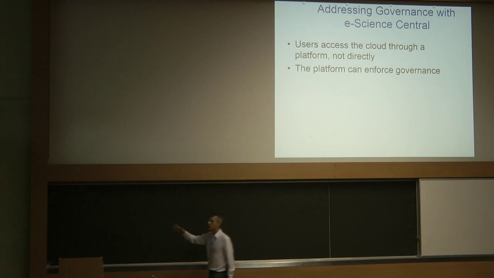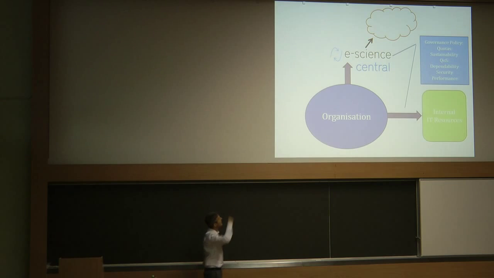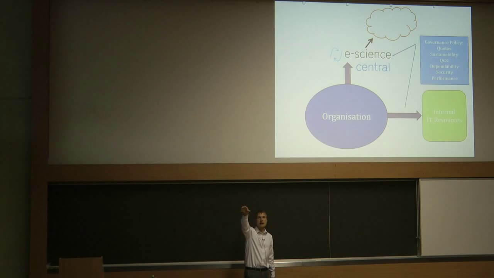So if you have a platform, and again, I'm talking about eSign Central, but I'm using that as an example because we've used that to explore these issues. If you have a platform, then can you add this level of governance? Well, there's a possibility of doing it because users access the cloud through the platform rather than directly. And so your platform can add this level of governance. So if you get something like this with a platform, then people in the organization don't directly go to the cloud. They use the platform, and the platform can meet exactly the same levels of governance.